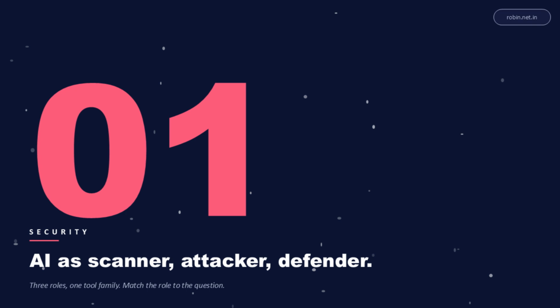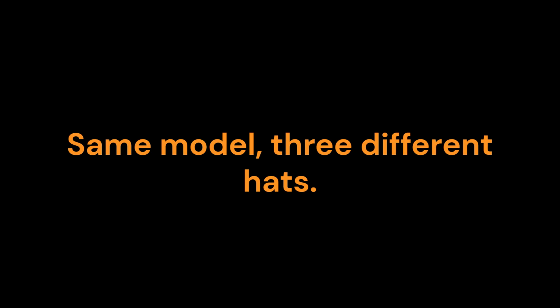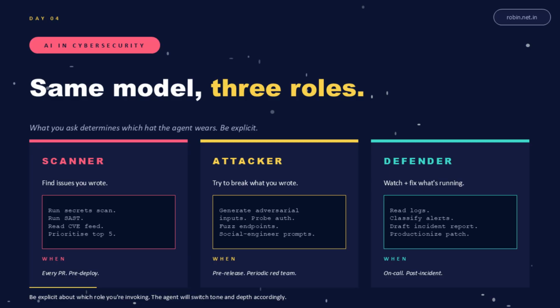Pillar 1. Security. AI as scanner, attacker, defender. Same model, 3 roles. Scanner. Find issues you wrote. Run secret scan. Run SAST. Read CVE feed. Prioritize the top 5. Use it on every PR and pre-deploy.